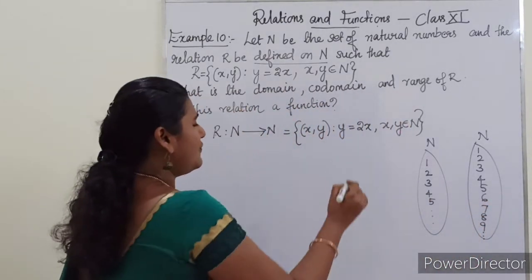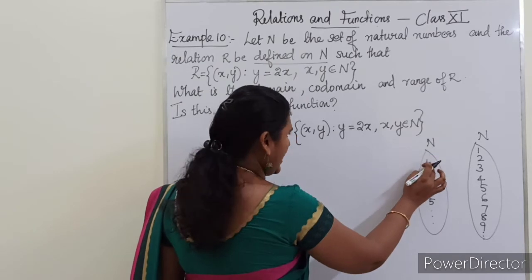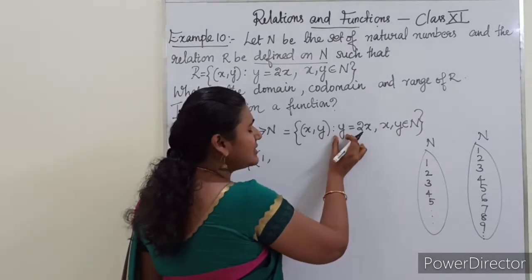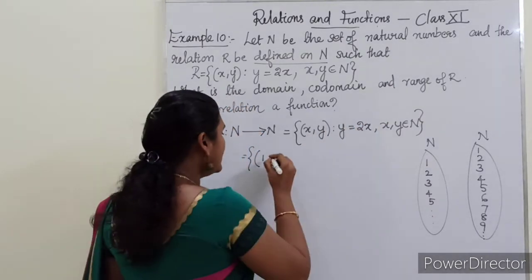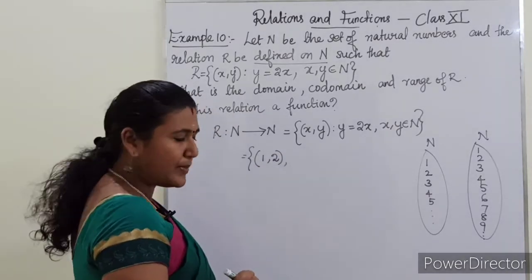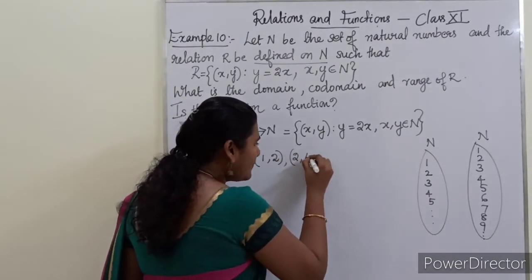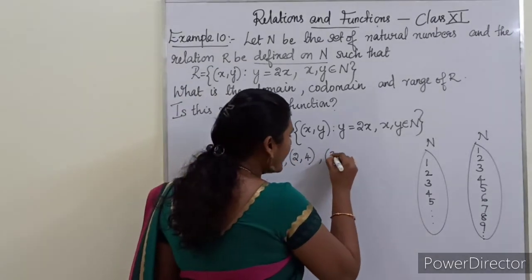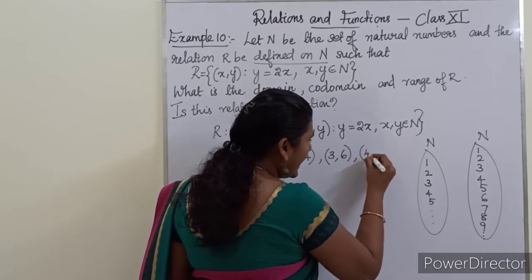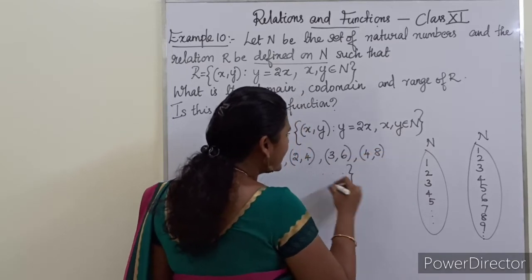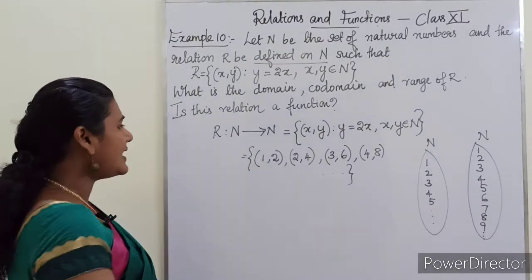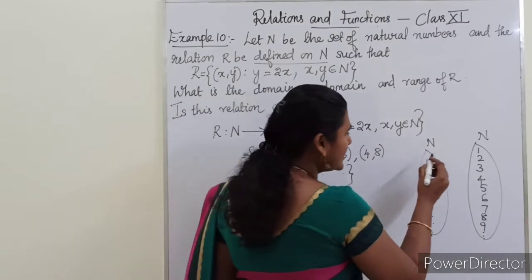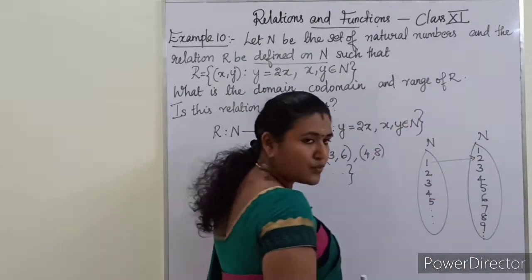Now you see here, if you take every element of N, if you take x equal to 1, then you will get y as the double of the first element, that is, you will get (1, 2) as the ordered pair. If you take 2, you will get 4 as the second element, and you will get the ordered pair (2, 4). The third ordered pair is (3, 6), then (4, 8), etc. This is an infinite set because N is an infinite set, so the relation is also an infinite set. Now we will represent this relation using an arrow diagram. So 1 is related to 4.